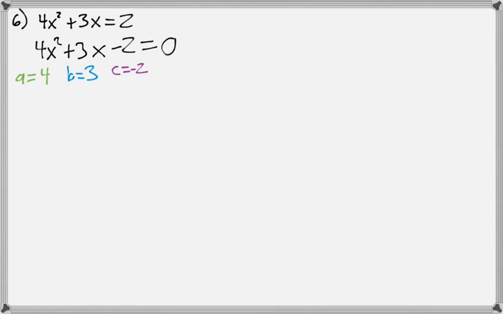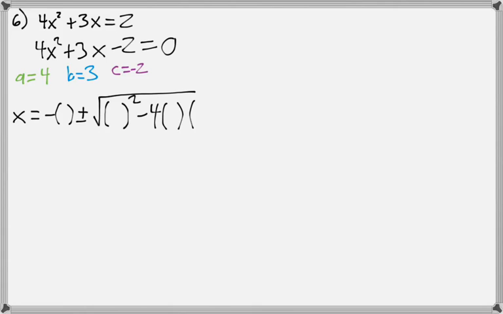So then if you write the quadratic formula just with open parentheses wherever you see a variable, okay, so the 4 is going to go here and here. The 3 is going to go here and here. And then the -2 goes here.